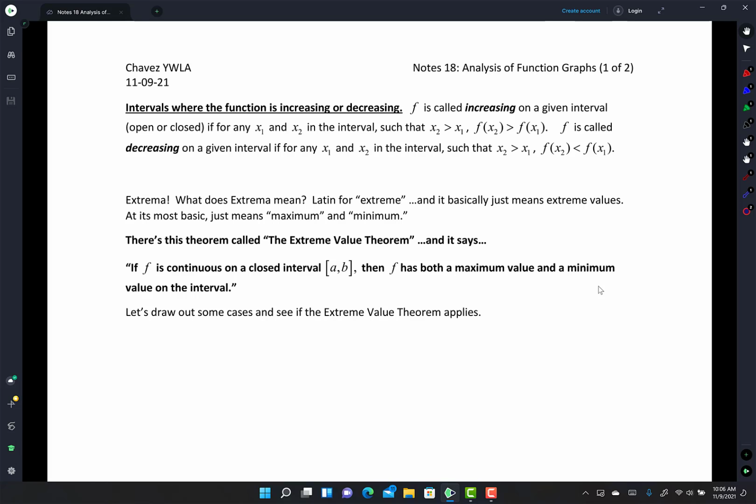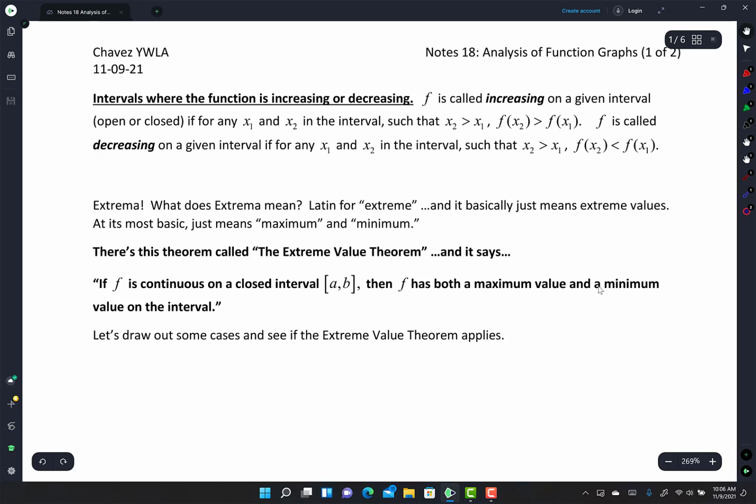If you have a closed interval, every closed interval has a max and a min. That's all it says. Now what about if you don't have closed intervals? It's possible, but not necessarily. So let's see what this says.